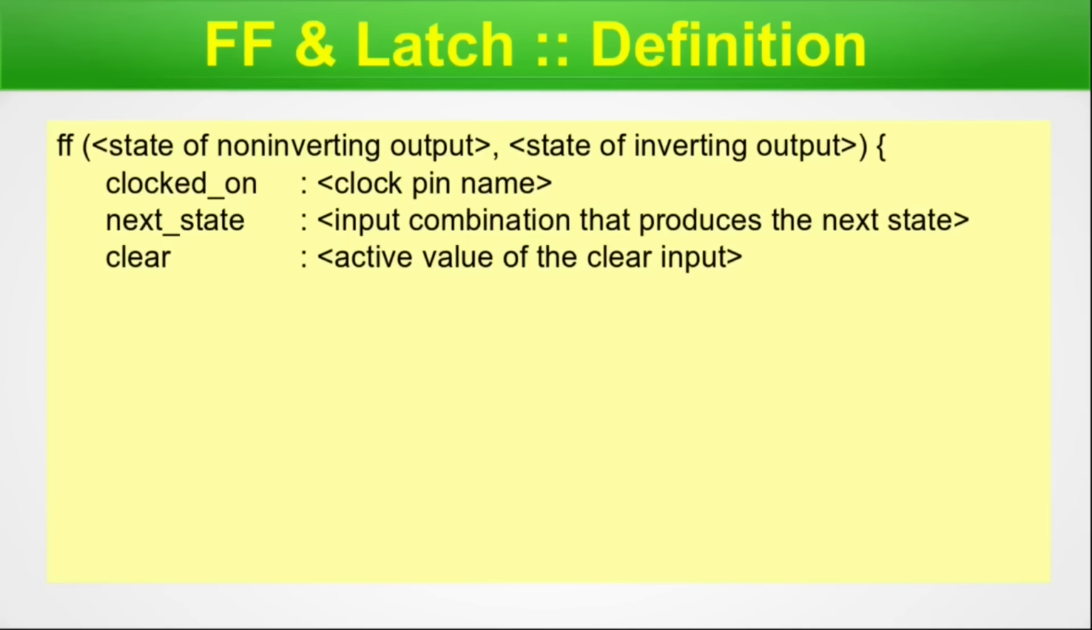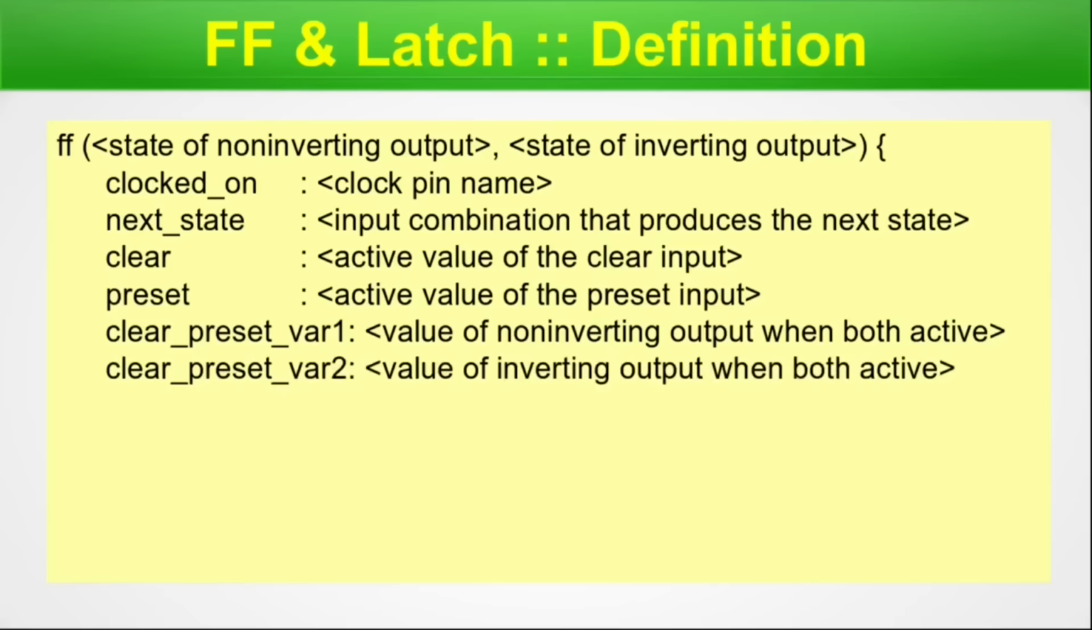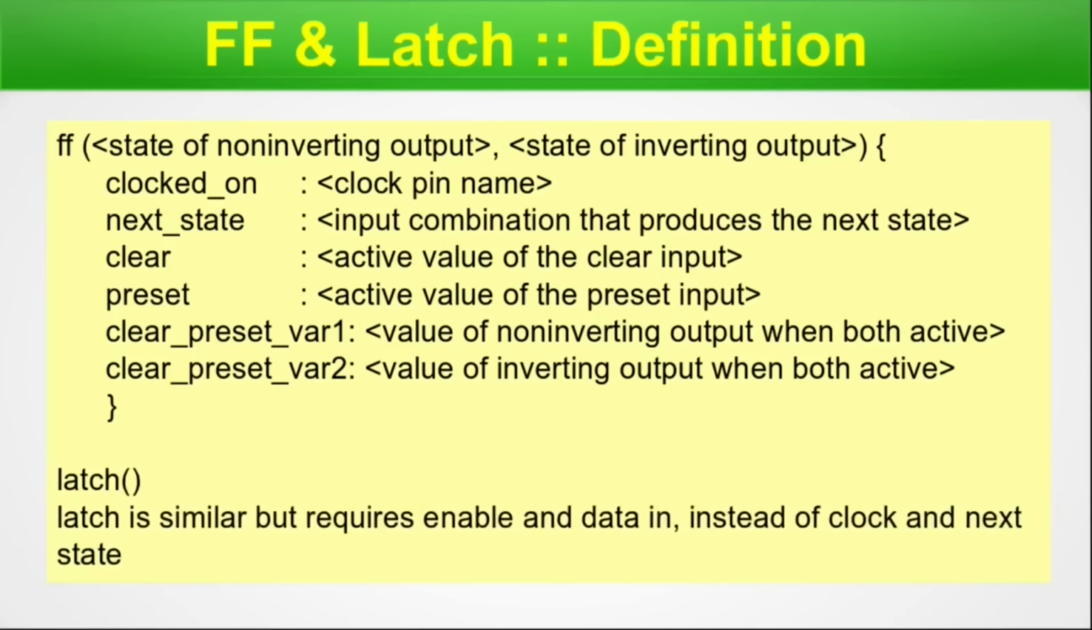Clear, active value of the clear input. Preset, active value of the preset input. Clear preset variable 1, value of the non-inverting output when both are active. Here preset variable 2, value of the inverting output when both are active. Here we close the flip-flop. Latch is a very similar structure but requires enable and data instead of the clock and the next state. So this is a kind of general structure for the flip-flop and latches. We are done with this particular slide.